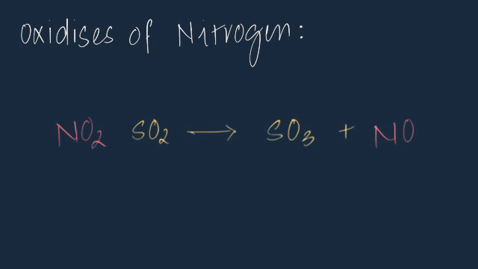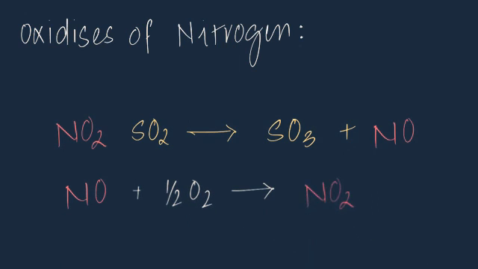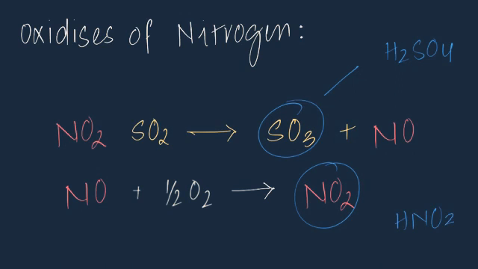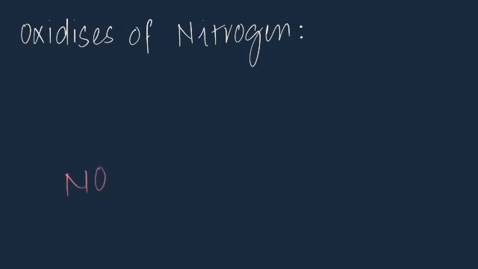Nitrogen monoxide is formed again. Now, nitrogen monoxide can further react with oxygen to form nitrogen dioxide again. And this process keeps on repeating itself. Now, why is this a pollutant? Because sulfur trioxide can react with water in the atmosphere to form sulfuric acid, and nitrogen dioxide can form nitrous acid. Both of these combined cause harm.